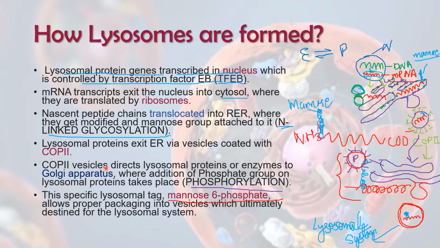Now these COP2 vesicles direct lysosomal proteins or enzymes to the Golgi apparatus, where addition of a phosphate group on the lysosomal proteins takes place, and this process is known as phosphorylation. This specific lysosomal tag, that is mannose 6-phosphate, allows proper packaging into vesicles, and this vesicle is going to perform its duty. Next.